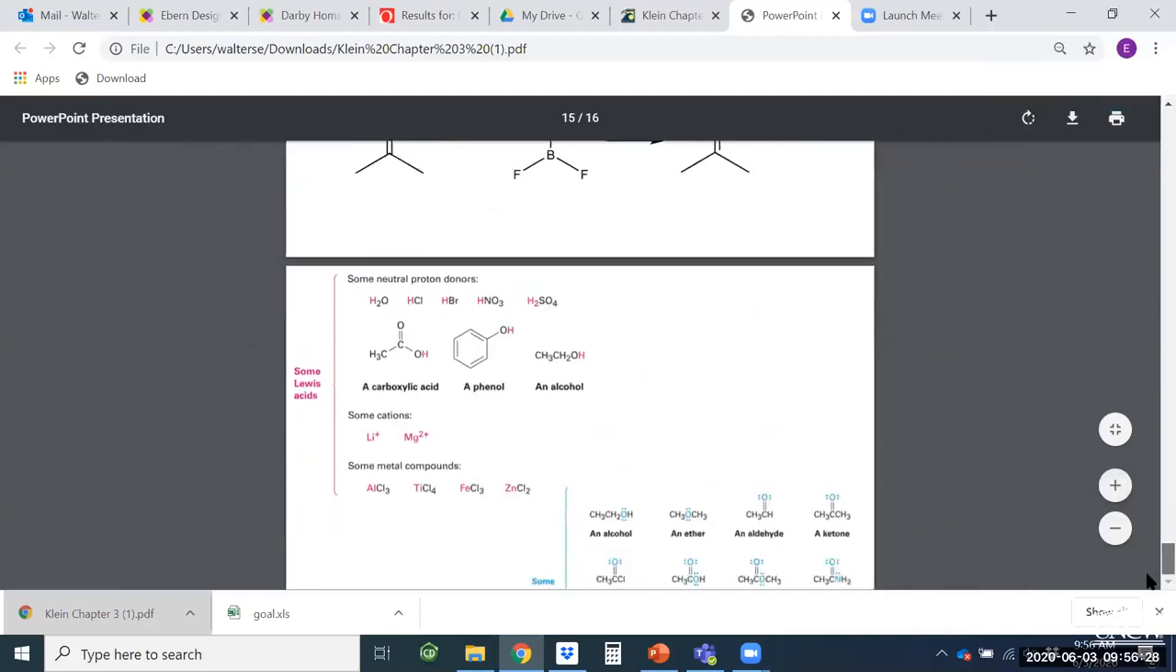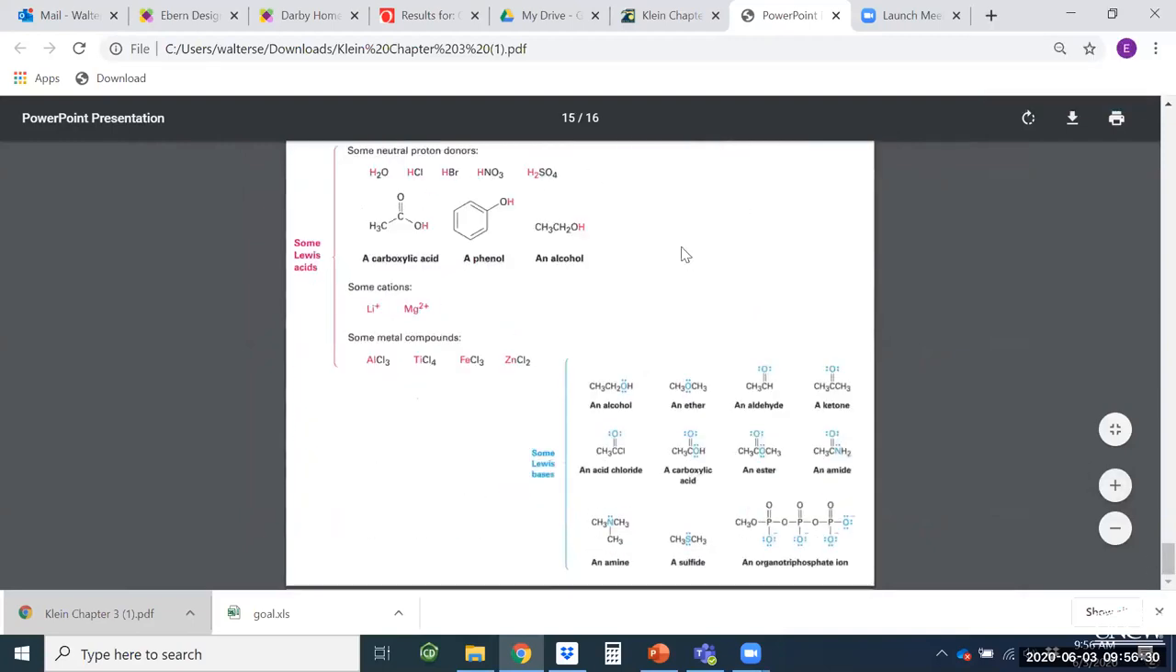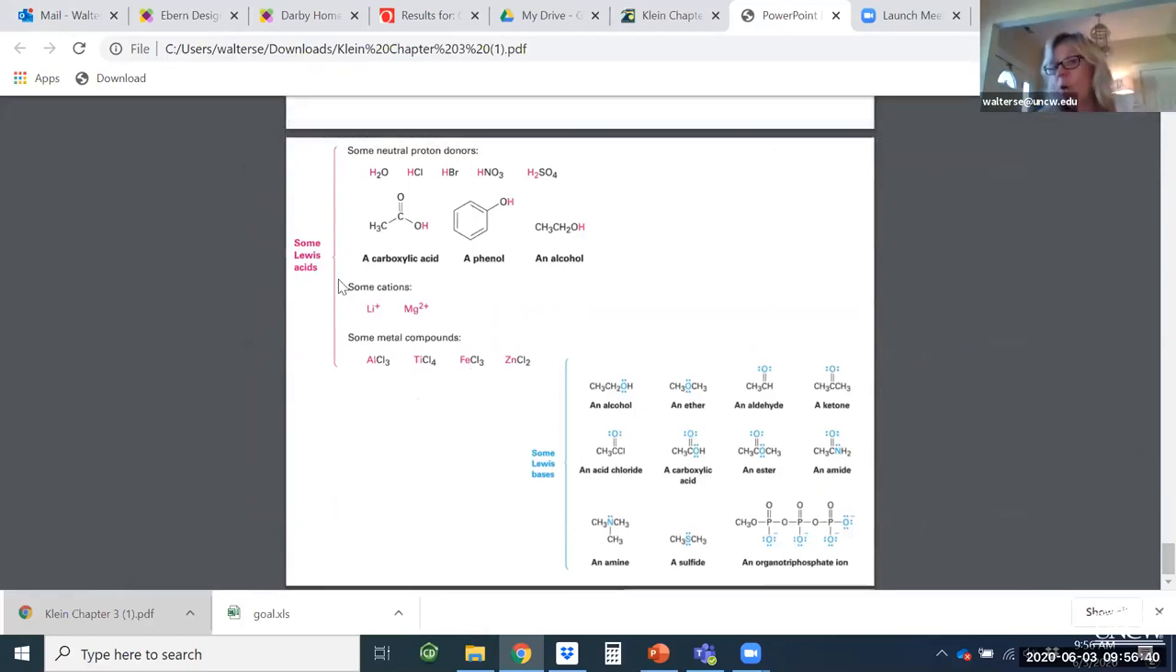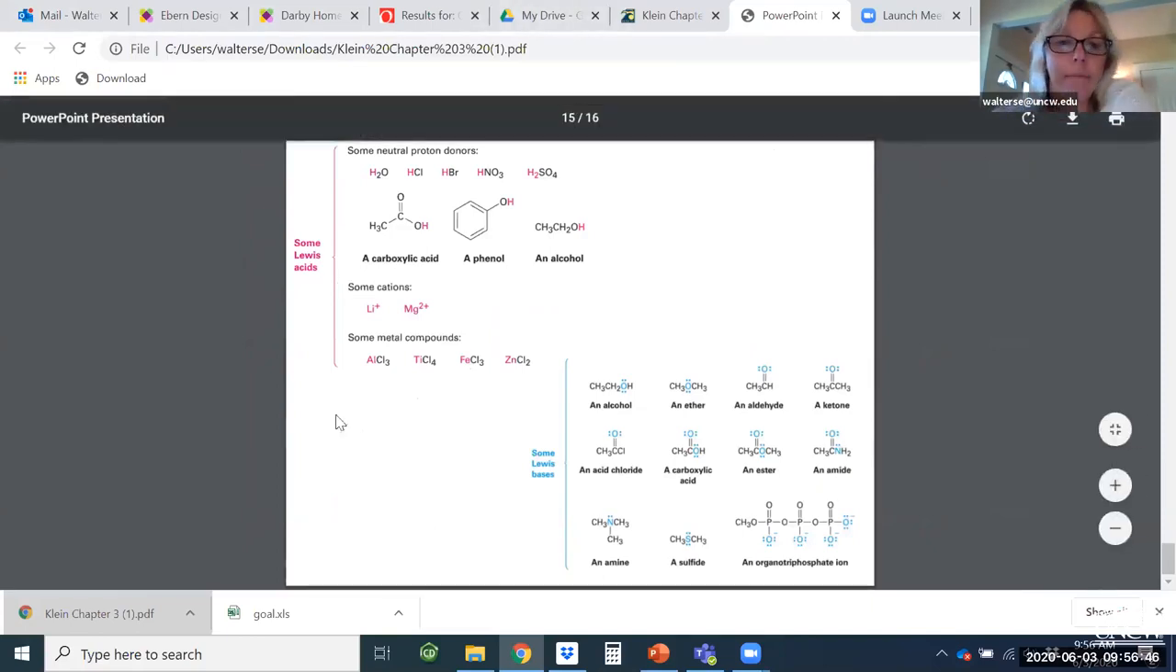Okay. Does that make sense? So yeah, here's a good example. The Lewis acid is the best way to go about organic chemistry because it also incorporates all the Bronsted-Lowry acids. But if you look up here, here are some proton donors.